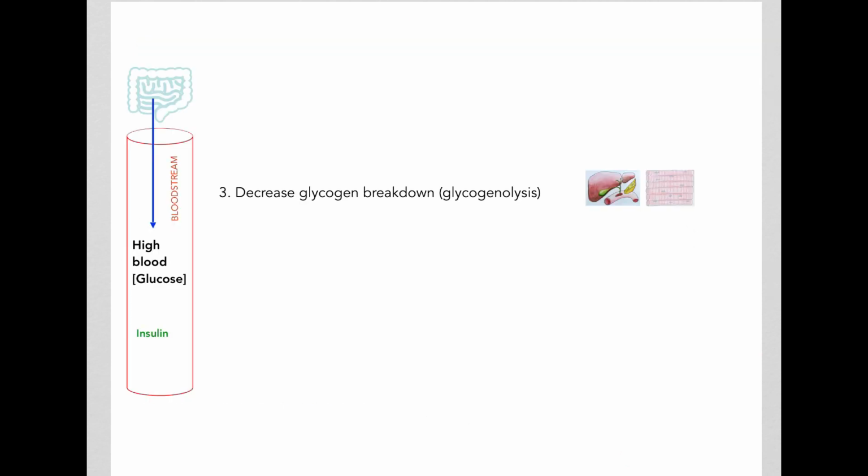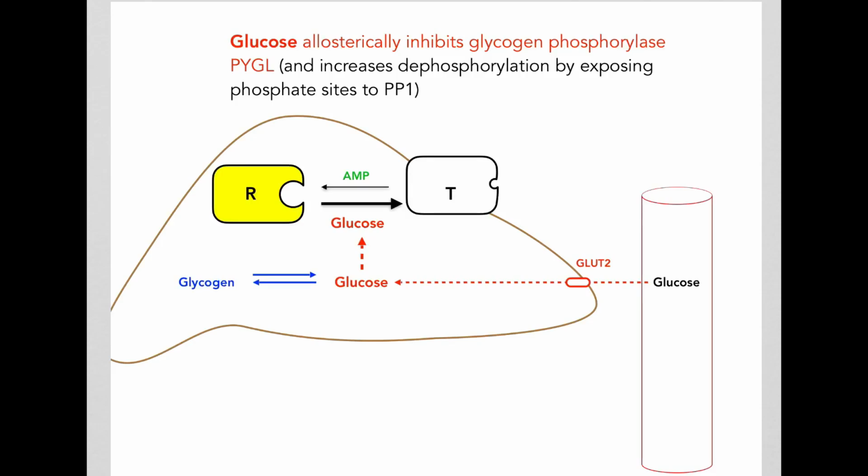Now let's look at the effect of insulin on glycogenolysis. So while insulin increases glycogen synthesis, insulin will also at the same time decrease glycogen breakdown or glycogenolysis. Let's see how that happens. Now the key enzyme for glycogen breakdown or glycogenolysis is this enzyme glycogen phosphorylase, which we shall abbreviate as PYGL. Once again, PYGL exists in the active R form or the inactive T form.